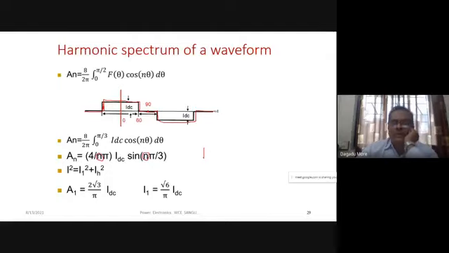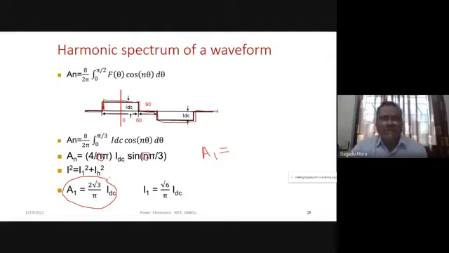What is the meaning of A1? A1 is the peak amplitude of the fundamental. Putting n equal to 1, we get 4 by pi IDC sine of pi by 3. Putting these values, the peak amplitude of the fundamental A1 is 2 root 3 by pi IDC.